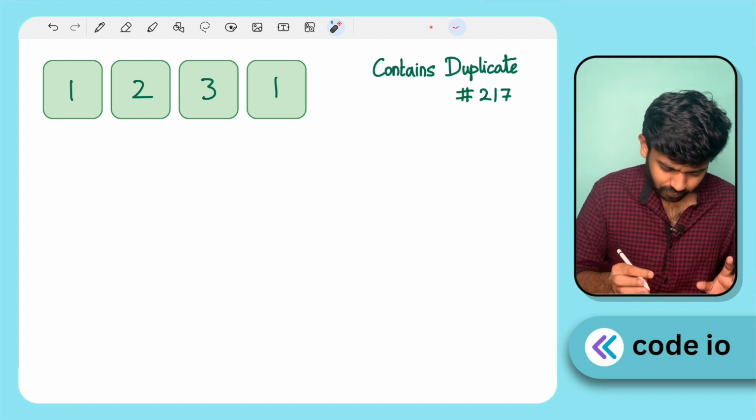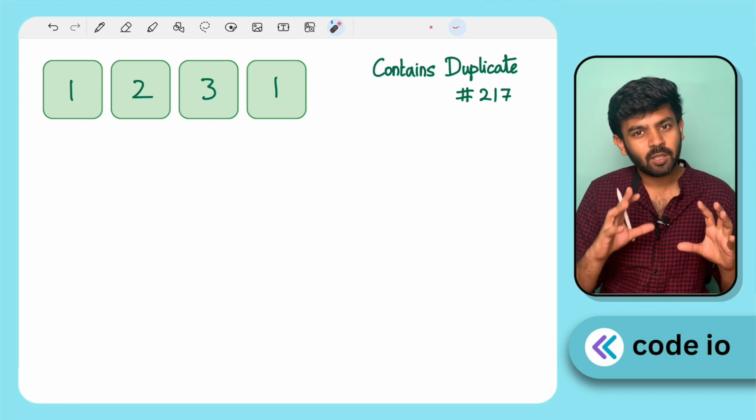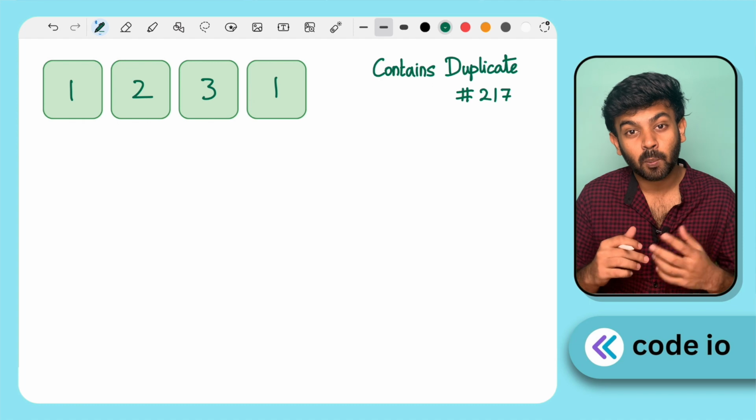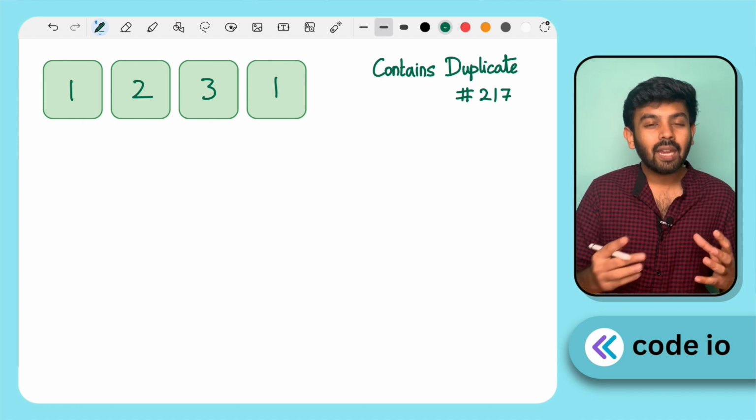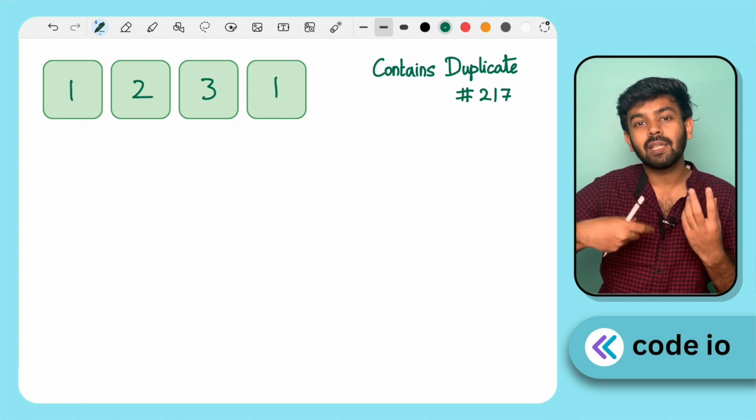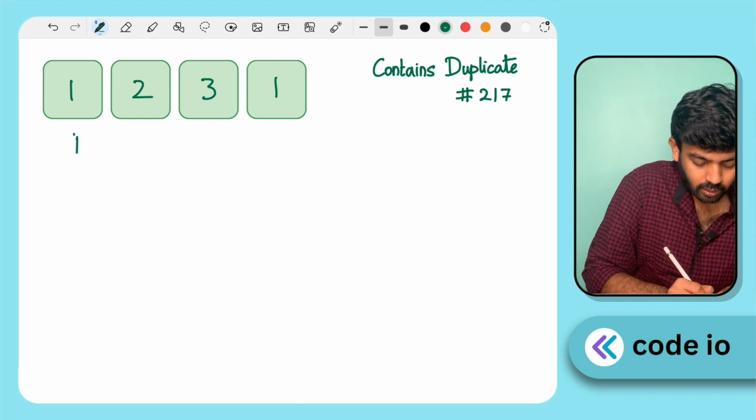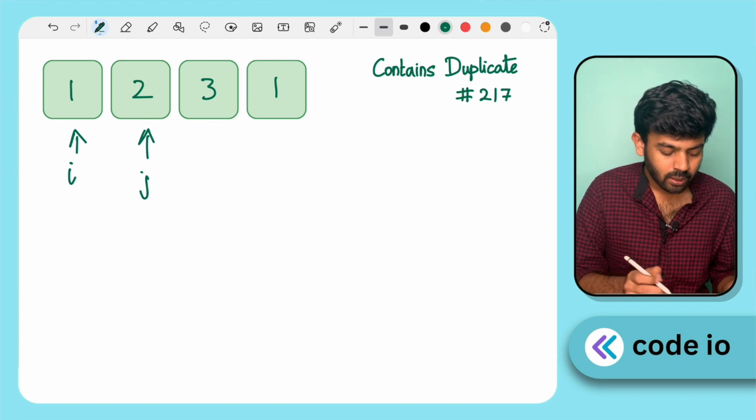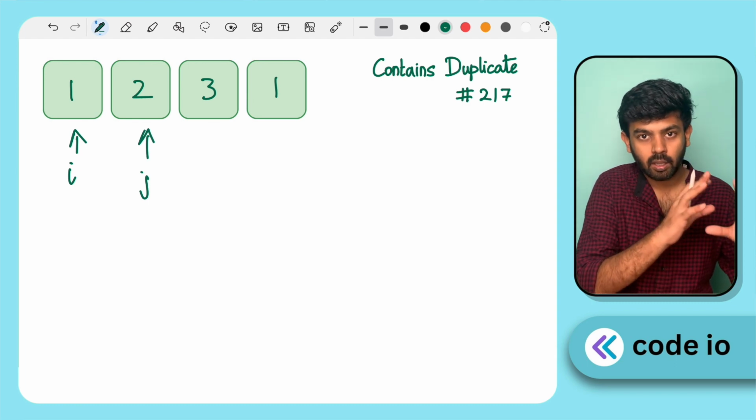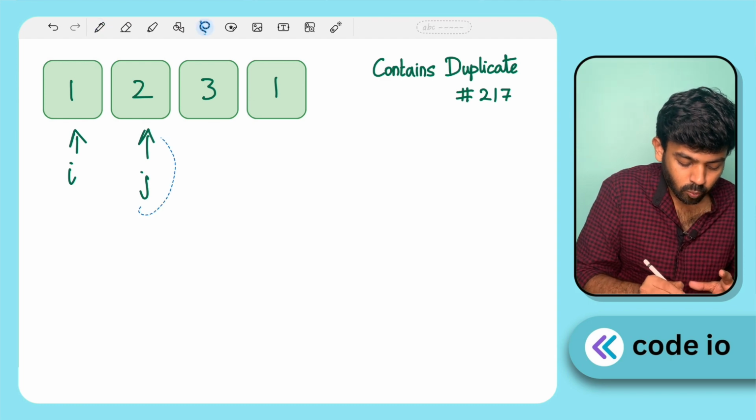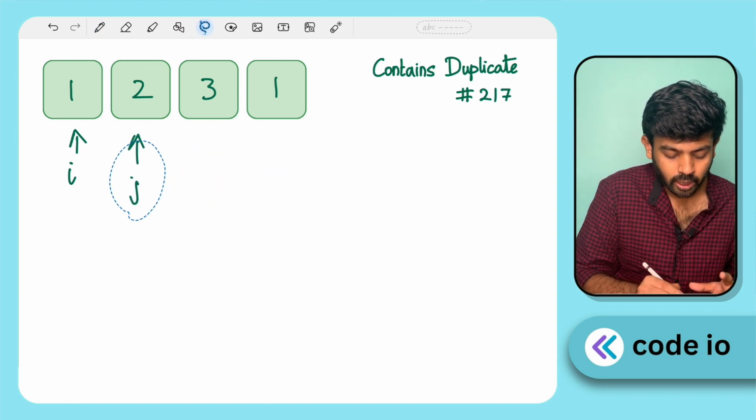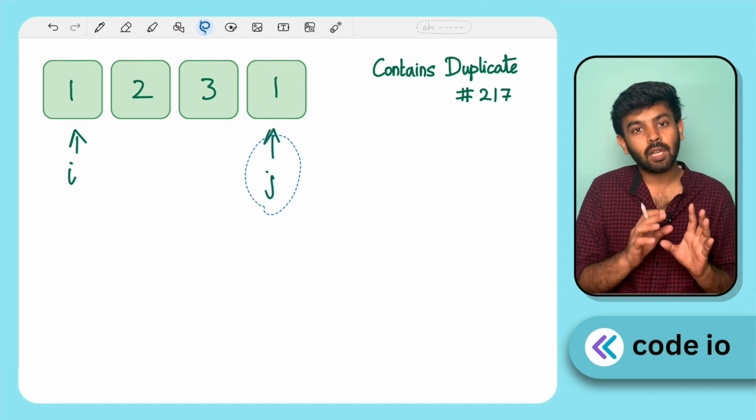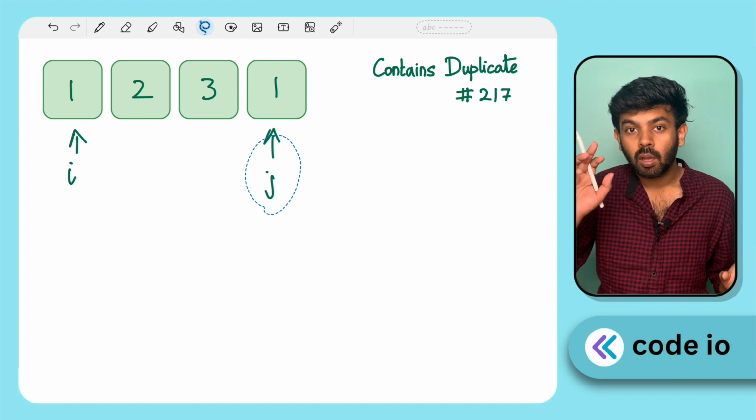Okay, so there are multiple ways to solve this. Let me just go over them one by one. The first approach, the brute force approach that you could think of, is iterating through this array in a nested manner. Let me take a variable i here and a variable j here. You would have this i at a fixed position and try to move this j one by one. So you will compare 1 and 2, you will compare 1 and 3, you will compare 1 and 1, and you would notice that you have a duplicate one and you would return true.